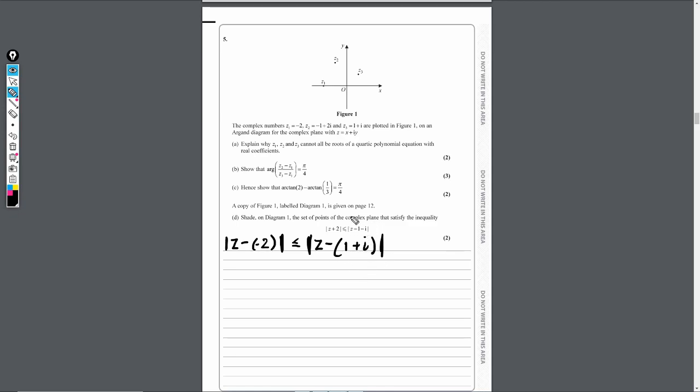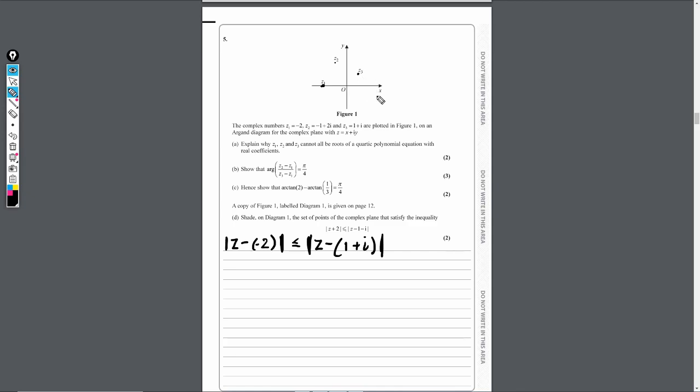So now, these are my 2 points that I'm dealing with. I've got -2, and notice -2 is my z1 here, so we've got this point here, and I've also got 1 plus i, which notice is z3. So we're going to have these 2 points involved in this question.